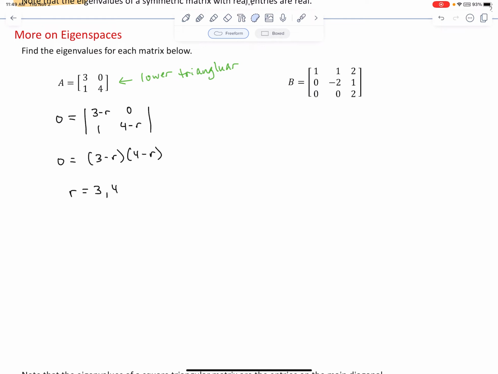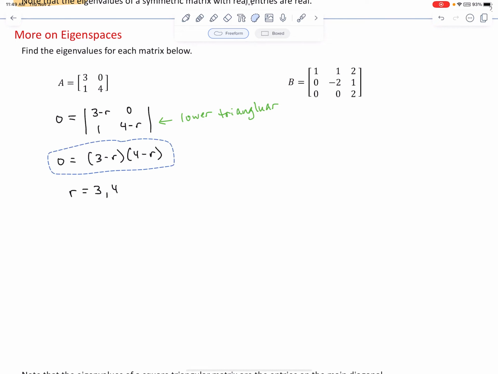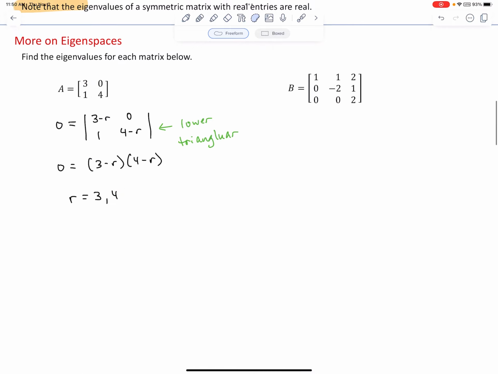Also notice that the matrix, after I remove r from the main diagonal, will still be lower triangular. And if you recall from our discussion earlier about triangular matrices, it always turns out that the determinant of a triangular matrix is simply the product of the entries on the main diagonal, which is exactly what we get right here. And when you solve this characteristic equation, you wind up getting eigenvalues that are exactly the entries that are on the main diagonal.